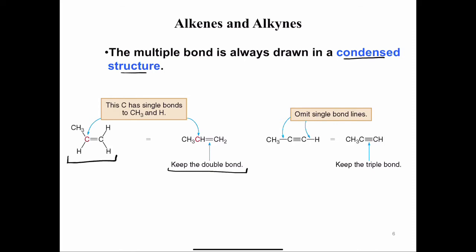The same thing applies with alkynes. So if we take a look at this alkyne here, if I want to draw the condensed structure of that alkyne, the only bonds I can eliminate or omit are the single bonds that I have highlighted in red. I have to keep the triple bond. So just highlighting that you have to always keep double and triple bonds when you're writing condensed structures.